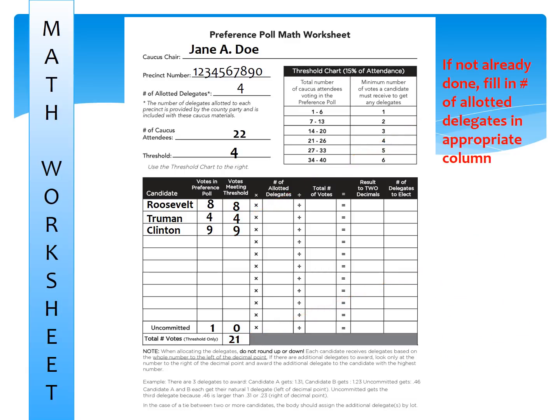If your form has not already been pre-filled in with the number of allotted delegates, please bring that number down from its spot in the top of the page to the appropriate column designated number of allotted delegates. In this example, the number of allotted delegates is 4. Next, you will fill in the total number of votes column by bringing the total number of votes meeting threshold of 21 to the appropriate column, total number of votes, and fill in 21 in those spaces.